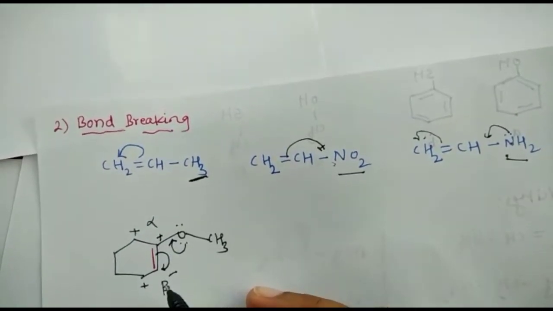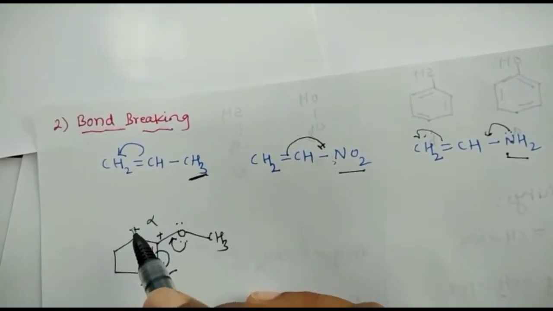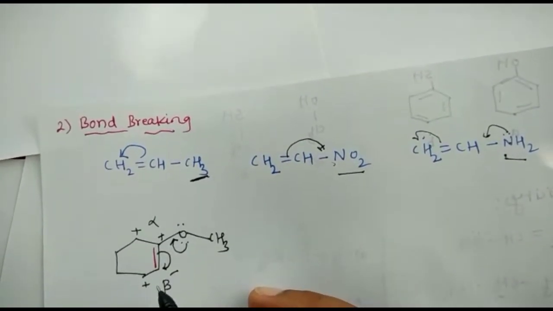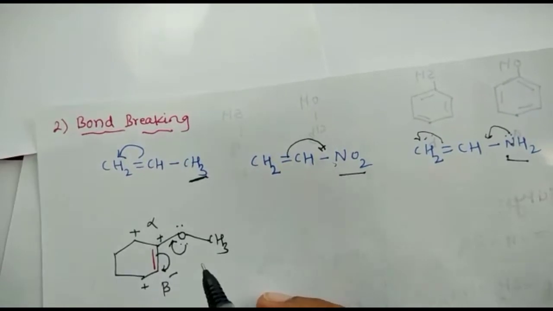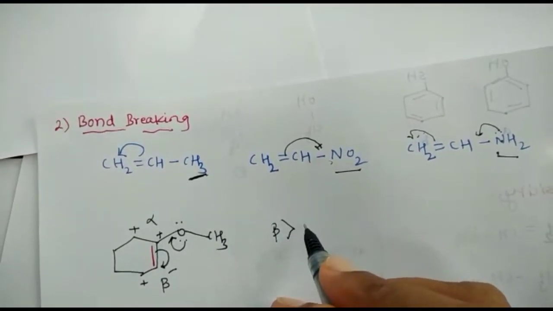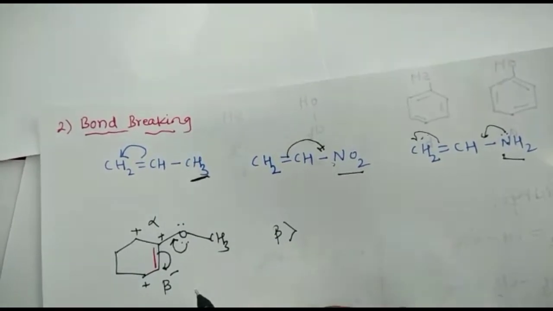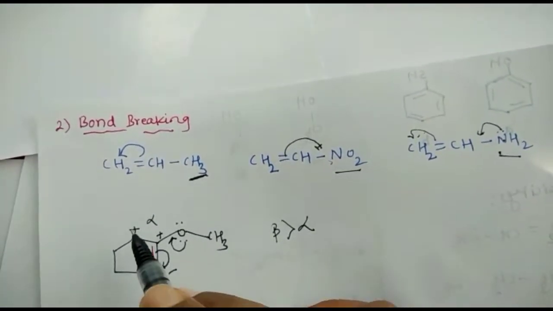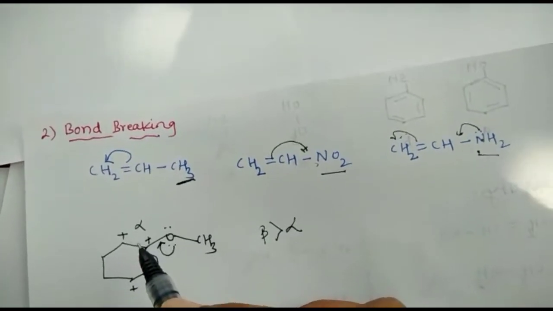Okay, which bond is preferred to form? See, positive with positive is a repulsion. Here, positive is preferred, and it will form a bond here. So the beta carbocation is more stable as compared to the alpha carbocation, because for alpha the positive charge would be in repulsion here.